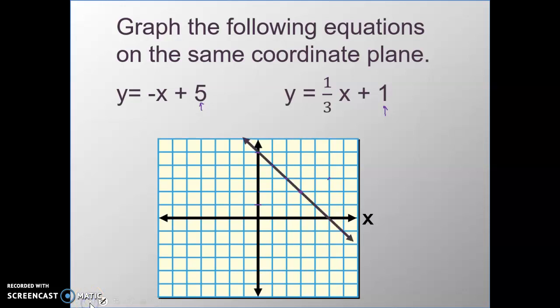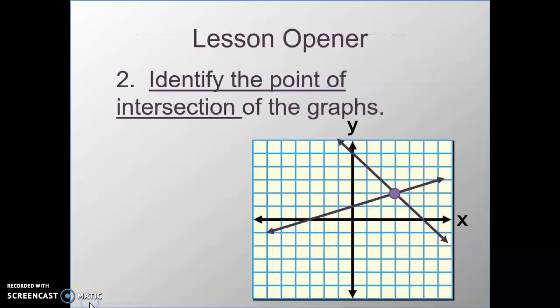Let's go ahead and graph those lines. And in doing so, you can see where those points cross. They cross at 1, 2, 3, the x-coordinate of 3 and the y-coordinate of 2. Those two lines intersect at 3, 2. What that tells me is that substituting a 3 in for x and a 2 in for y will work with both of these equations. We'll make both of them true. So we've identified the point of intersection on the graph at 3, 2.